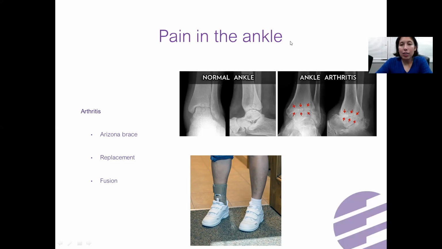You don't necessarily need surgery if you have arthritis in your ankle. A lot of times we can do things like bracing. This particular brace here is called an Arizona brace, and that's a custom brace that people can use long-term. And then there is surgical treatment in the form of either a replacement or ankle fusion, depending on the patient and what outcome they want, how old they are, and really what their goal is.